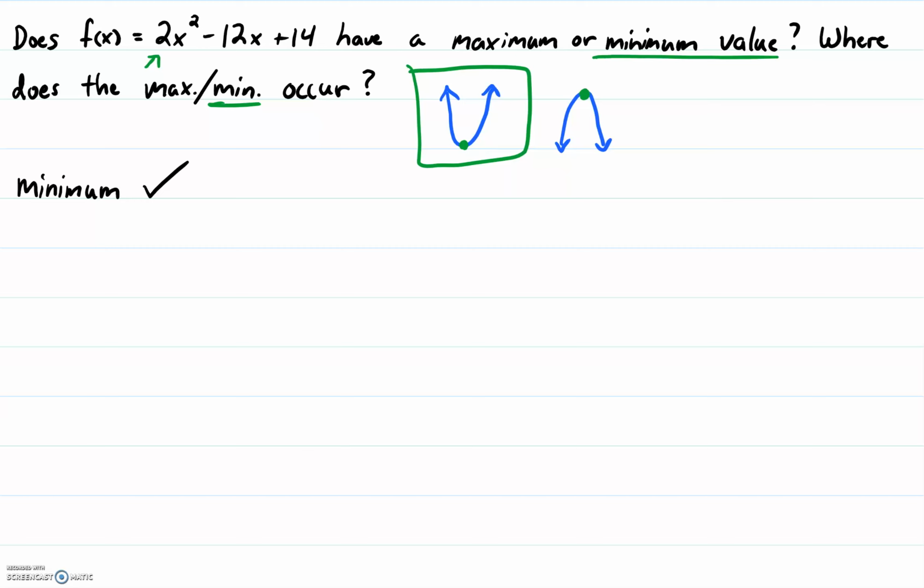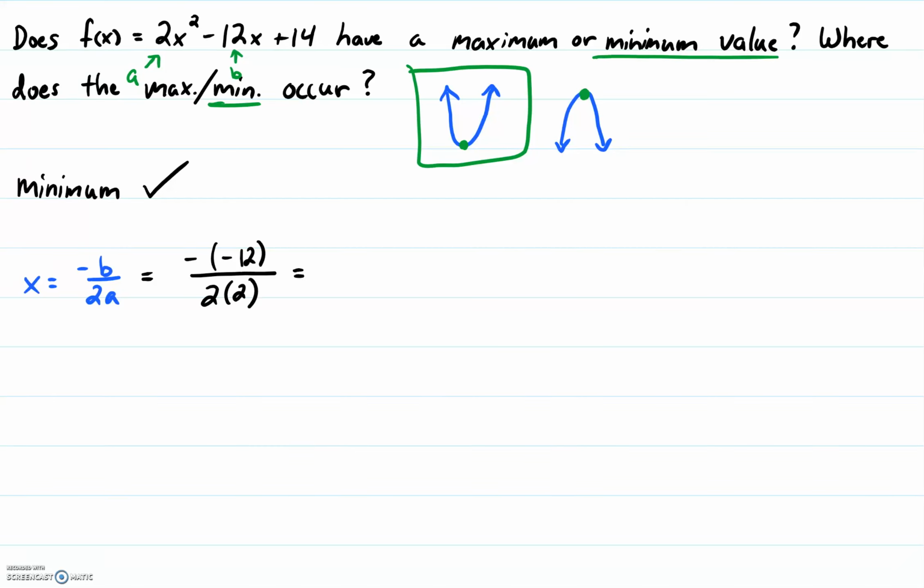To figure that out, we're going to use our vertex formula. The vertex formula is x is equal to negative b over 2a. We just need to label our a, b, and our c. Our a is going to be 2. That's the coefficient of the x squared term. Our b is going to be negative 12. That's the coefficient of the linear term, or the term with just an x. Plugging that into our vertex formula, the x value for the vertex is going to be negative b, so negative 12, all divided by 2 times a, so 2 multiplied by 2.